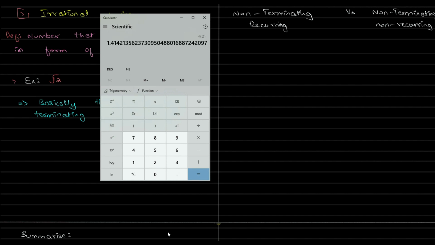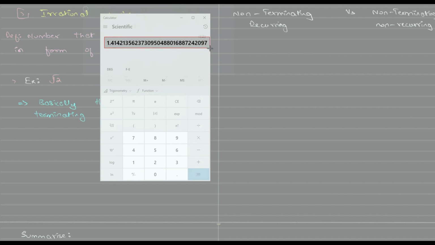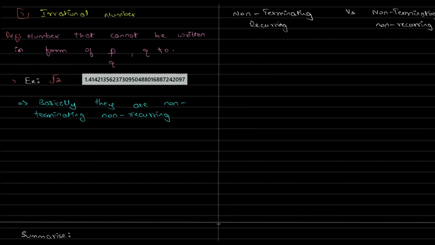See, root 2, if you look at it, the actual value is 1.41421356, and so on and so forth. So one thing is, it is not going to stop. Yes, my calculator has ended it, but if you take a bigger calculator, it will keep going. If you take even bigger, it will keep going. If you take supercomputers, it will never stop. If you program it in a computer and let it be, it will run forever. So the answer is root of 2. This number cannot be written in the form of p by q.